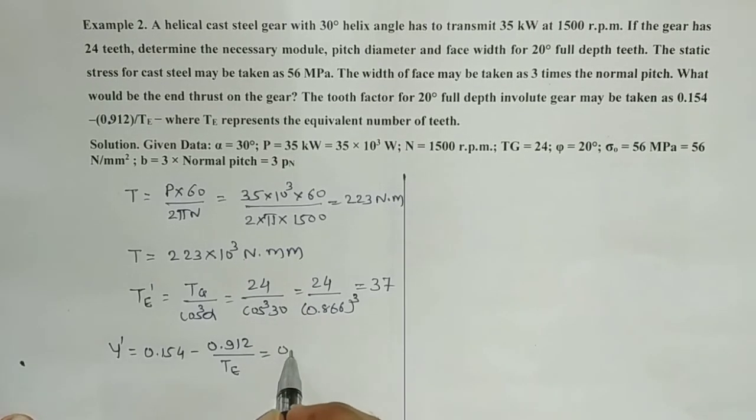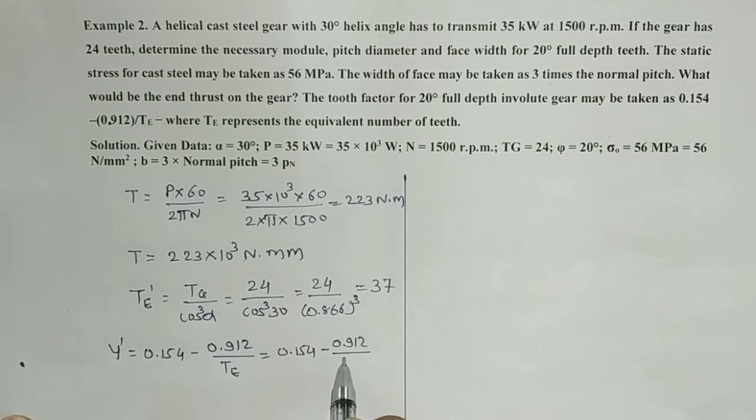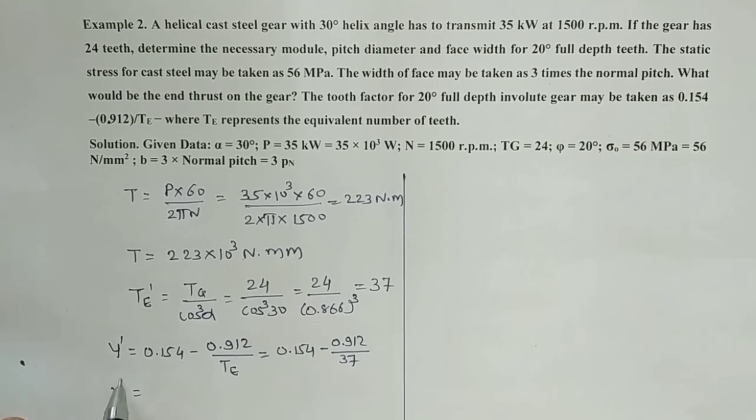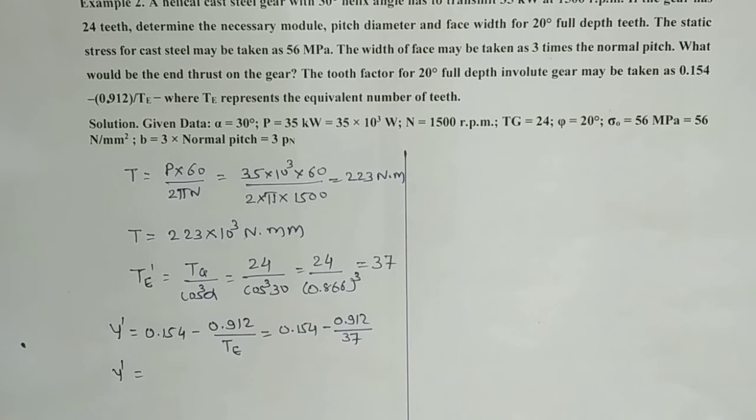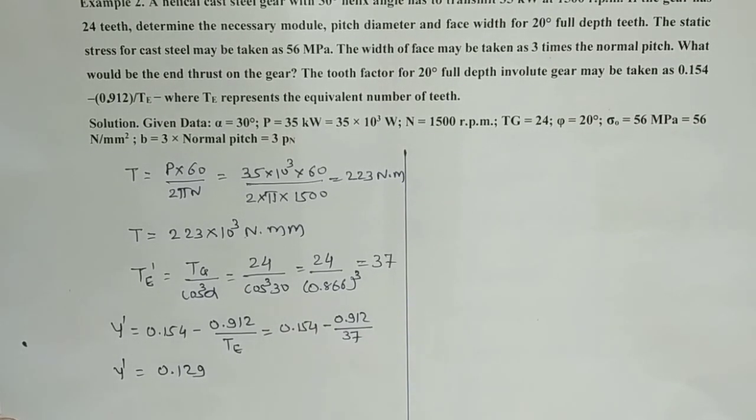So therefore 0.154 minus 0.912 by 37. So therefore we can say Y dash is equal to 0.129. Okay. Now let us find out the tangential load.